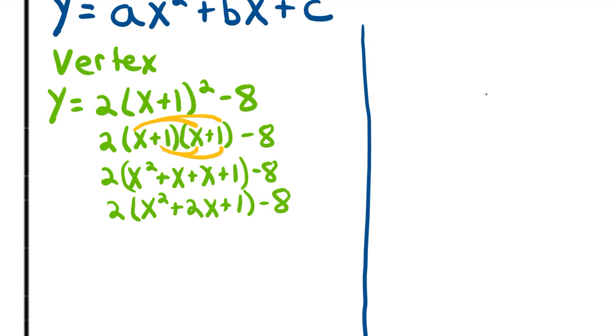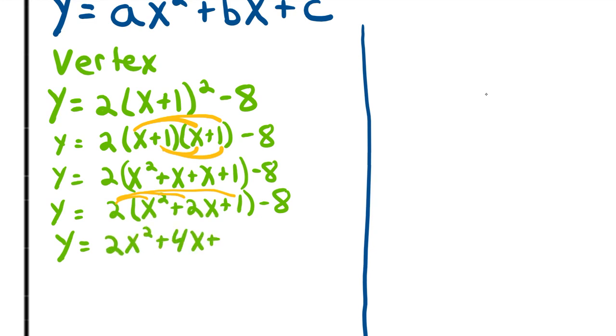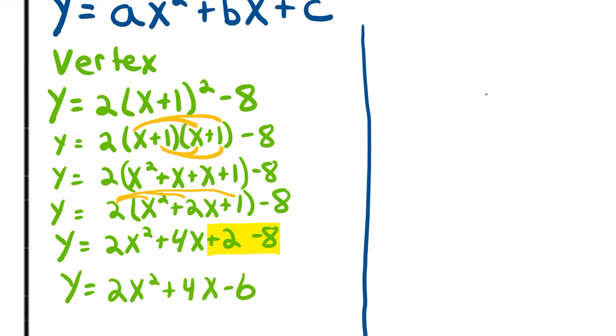Now, let's go ahead. I should have carried down the y equals. Sorry about that. Now let's go ahead and distribute the 2 into the parentheses and get 2x squared plus 4x plus 2, and then minus 8. When we combine these like terms, our final answer in standard form would be y equals 2x squared plus 4x minus 6.